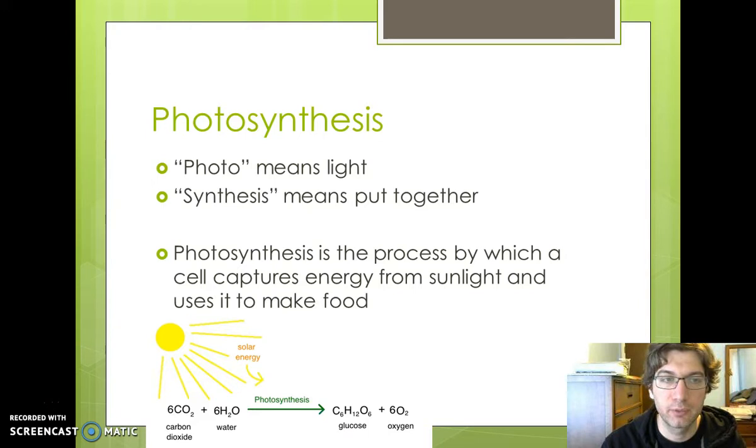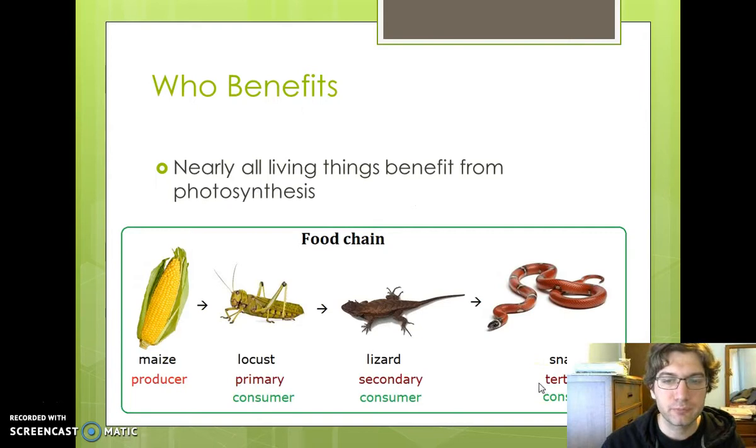Just breaking the word down. Photo means light and synthesis means to create or put together. So you can go through the process. Photosynthesis is the process in which cells are going to capture that light, use that energy to break apart, looking at our equation down here, carbon dioxide and water, and put together glucose and oxygen. This arrow here is called a yield sign, and it needs light energy in order to yield. So that's where the sun comes in.